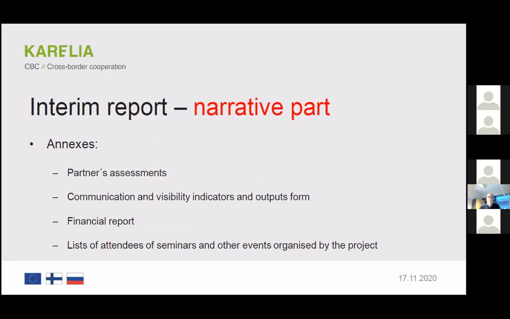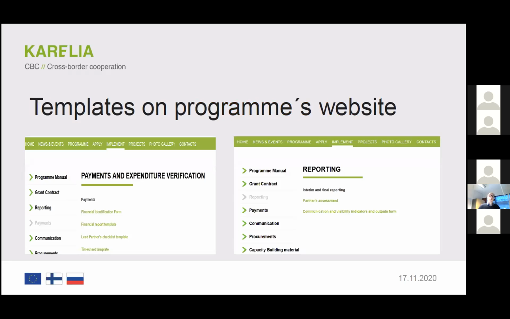So this interim report narrative part consists of 4 annexes, which are obligatory. So every partner should fill in an assessment, which should be attached. Then there's a separate communication and visibility indicators and outputs form, and the financial report, which is actually annexed to the interim report. And also lists of attendees of seminars and other events which are organized by the project should be attached. There are a few templates on the program's website you can find, and please use these templates. Not any forms of your own.